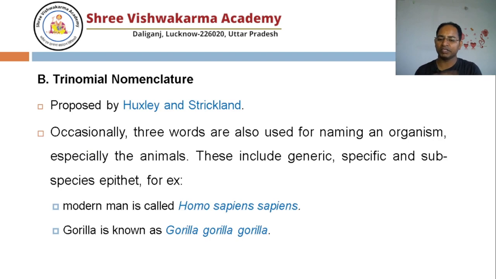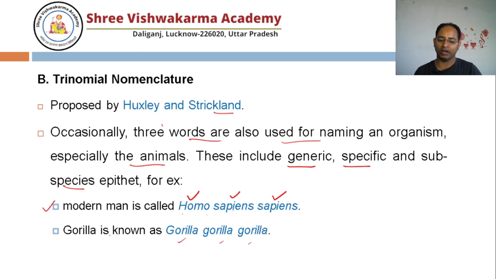Now trinomial, although it is out of syllabus, but let me tell you, it is proposed by Huxley and Strickland. Here, three words are also used for naming an organism, especially an animal. Three things are included in it: the genus, the species, and the subspecies. Take the example of modern man. It is known as Homo sapiens sapiens. So Homo is the genus, sapiens is the species, and under the species, many subspecies are there.